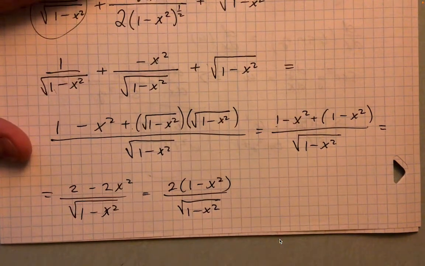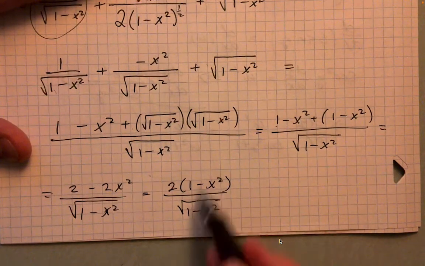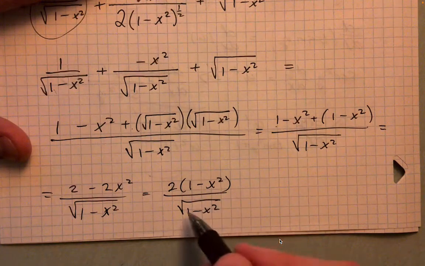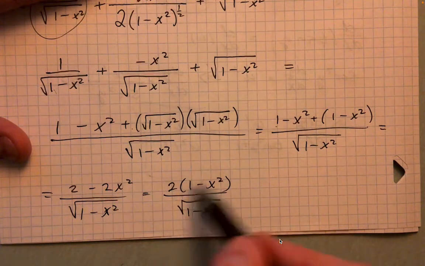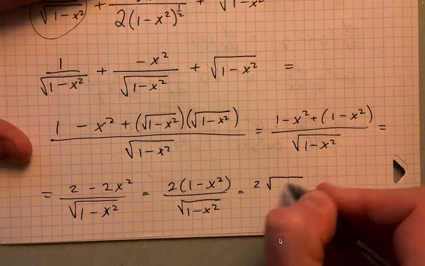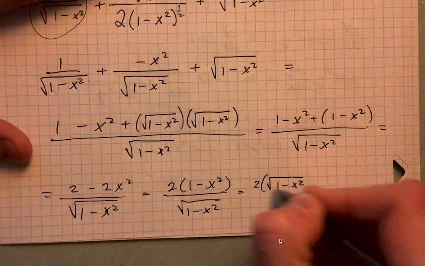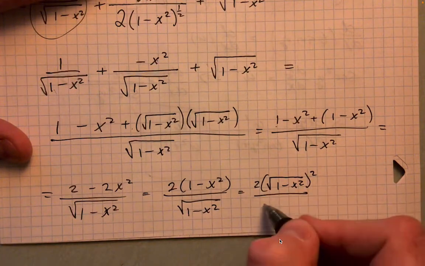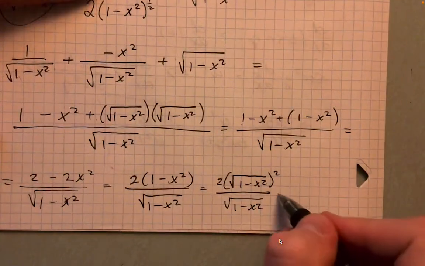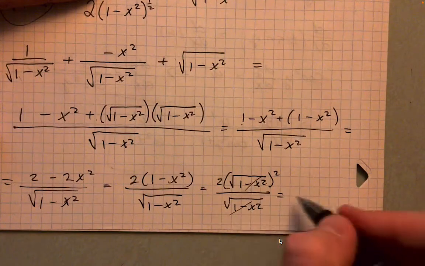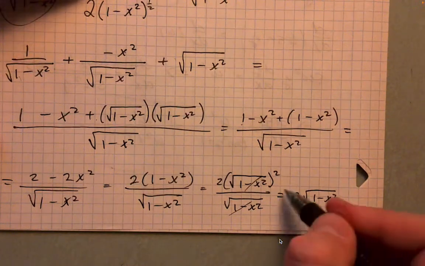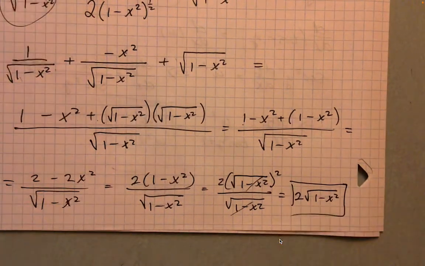Right, looks like that. And then here you can actually do some canceling, right? Because this you could just think of as twice the square root of 1 minus x squared, squared. It looks kind of like that. And so ultimately you'd be able to cancel this and you'd get 2 times the square root of 1 minus x squared. Okay, so kind of the long way around, but there you go.